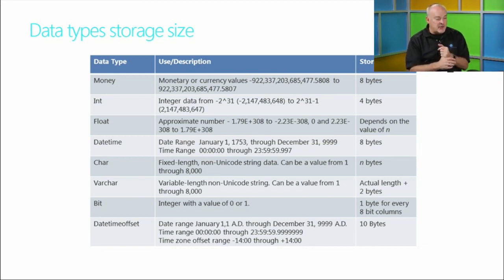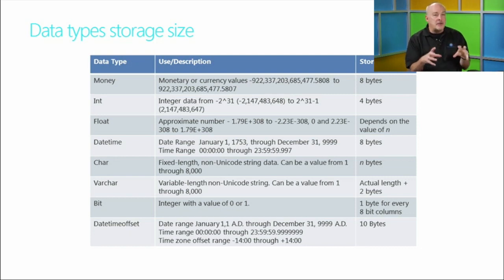For instance, as you can see, the int, short for integer, can store a number from minus 2,147,483,648 to plus 2,147,483,647. So it's 2 to the 31st if you look at it that way. Char, for instance, is fixed length, non-Unicode data, any value from 1 to 8,000 characters. The bit we talked about already, and the date time offset we talked about already.